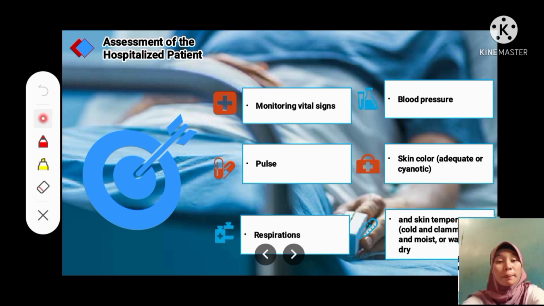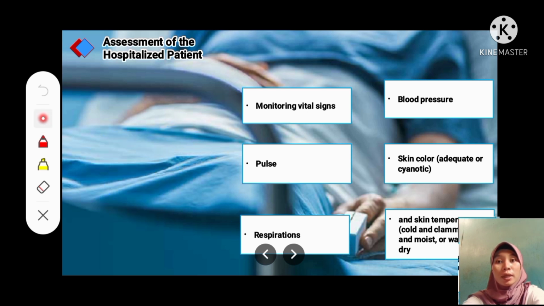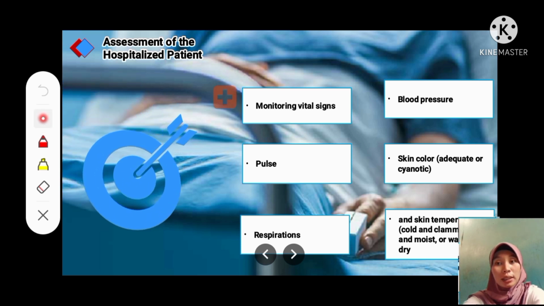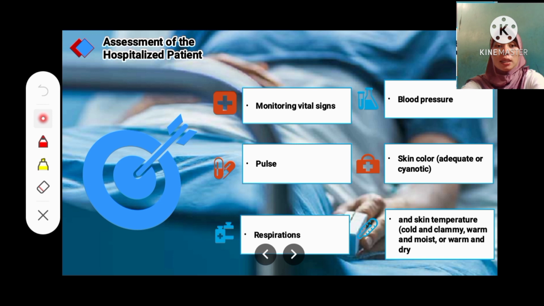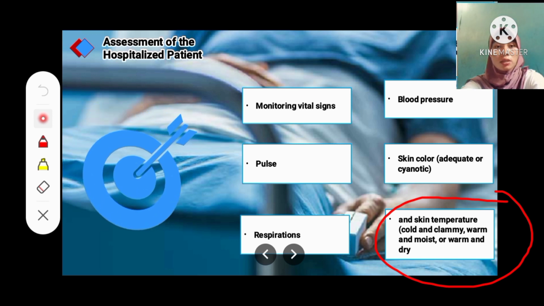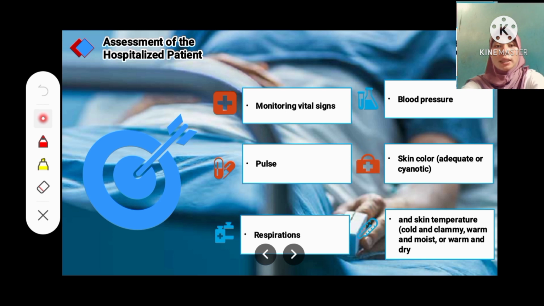The nurse assesses the pain level using the verbal or visual analog scale and assesses the characteristic of the pain. So the patient's appearance, pulse, respiration, blood pressure, skin color, such as cyanotic, and skin temperature, cold or clammy, warm or moist, or warm or dry. So these are clues to cardiovascular function. When the patient arrives in the clinical unit, the surgical site is observed for the bleeding, types of integrity of dressing and drain.